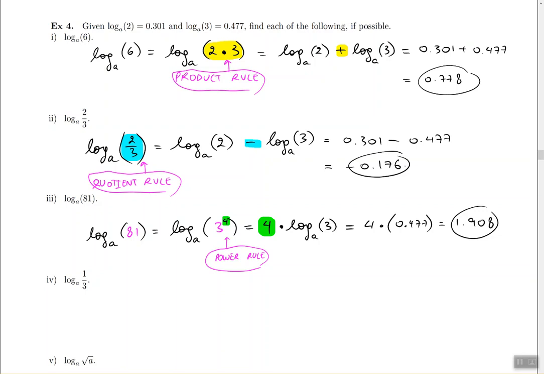So I started this problem in a different video and I'm going to finish it in this video. So we were given some quantities, some values up on top of the problem, and we're supposed to use them to get the answers for the rest of the problem.